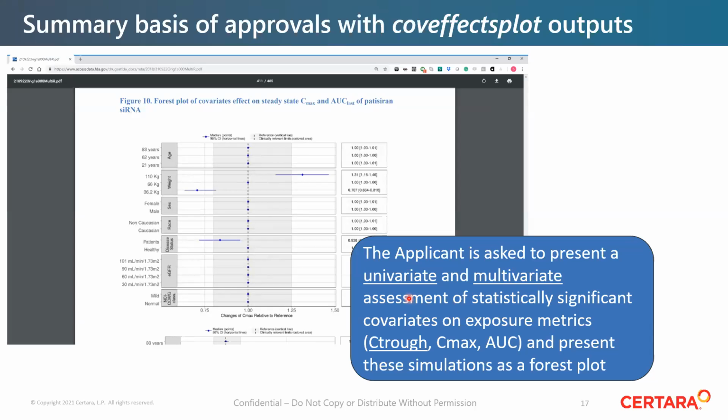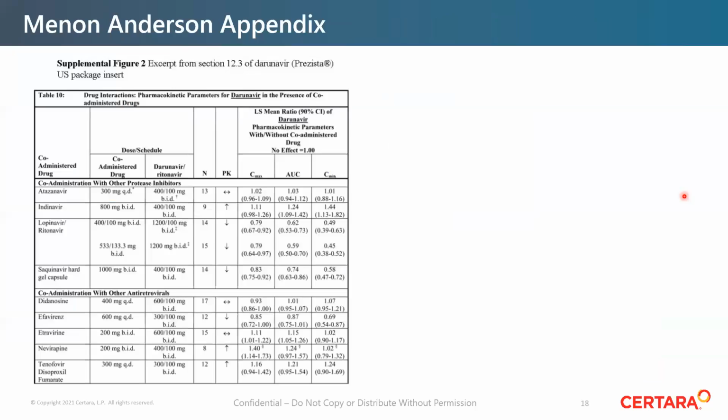And more recently, I had a client getting FDA communication. I got this maybe two weeks ago from one of my clients. The applicant is asked to present univariate, multivariate assessment of statistically significant covariates on exposure metrics, Cmax, AUC, and Cmin, and present this simulation as a forest plot. So now the agency is requesting this type of visual. It's becoming routine population PK work, if you will.